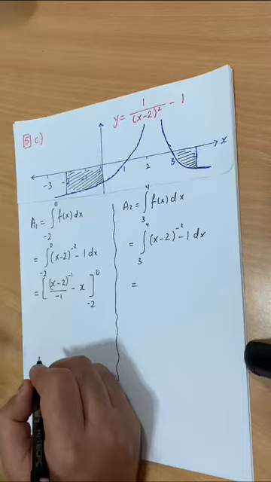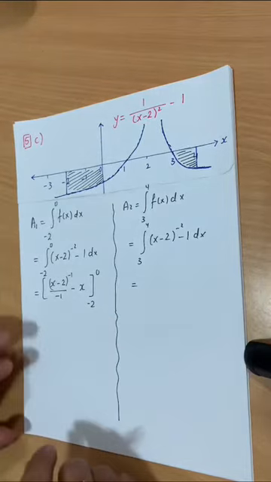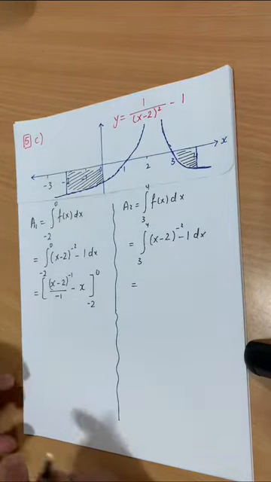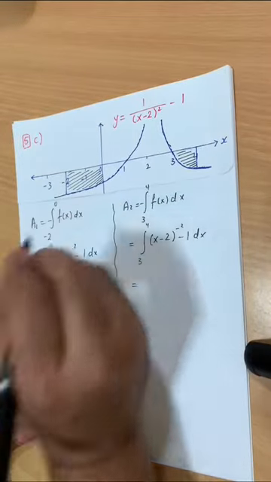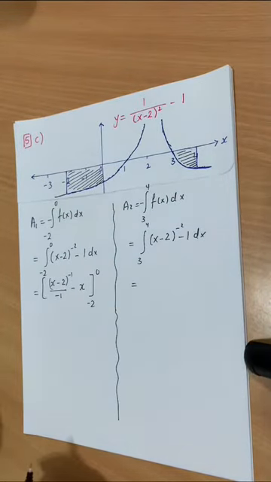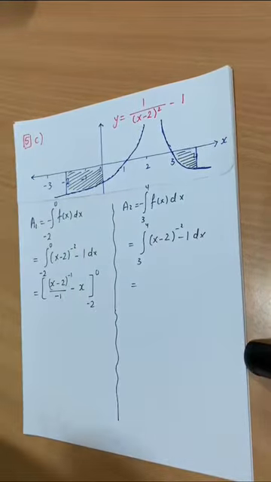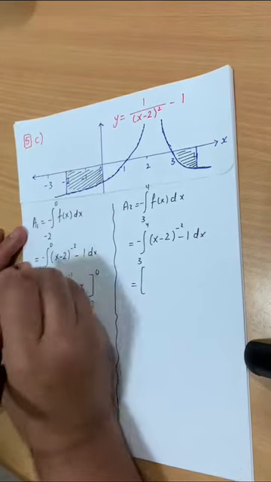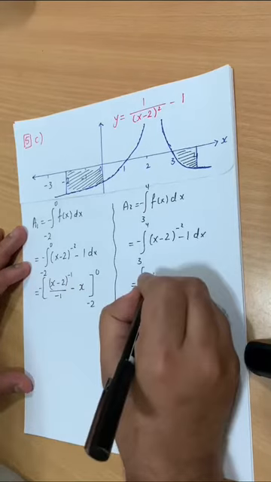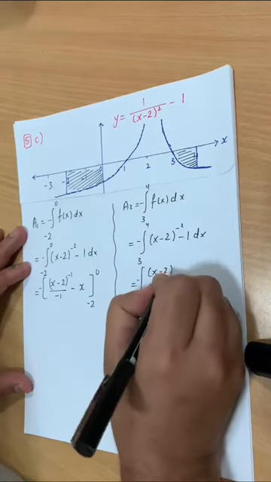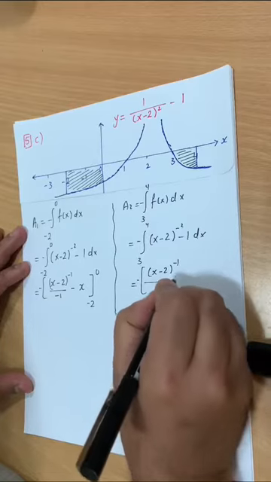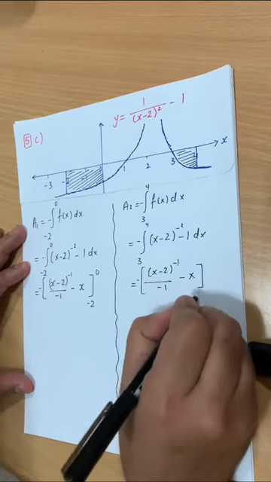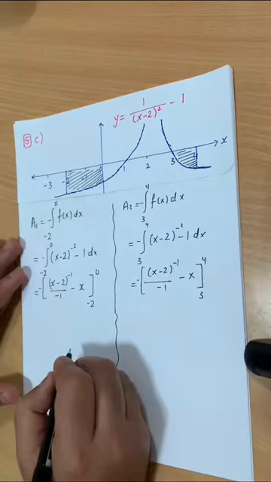Same thing here. But the point is, as you see, these two shaded areas are below the x-axis. So you're supposed to add a negative sign before that. Or you change your answer from negative to positive, or use the modulus, because it's below the x-axis. Same thing here, so let's write the same. This is negative, negative here. (x minus 2) to the power of negative 1 over negative 1, minus x, from 3 to 4.